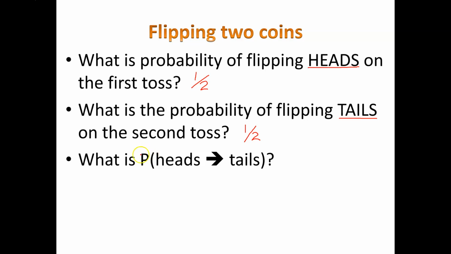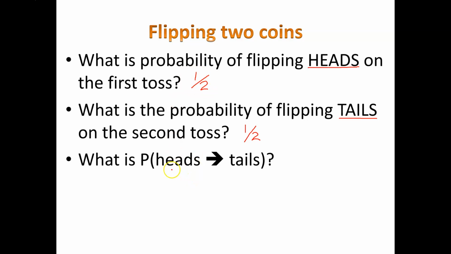Notice how this is written. P for probability, and then inside the parentheses, the first thing we want to happen, heads, followed by an arrow. I like using these arrows. Some other textbooks and websites use different symbols. Then the second thing we want to happen, tails. Heads and then tails.